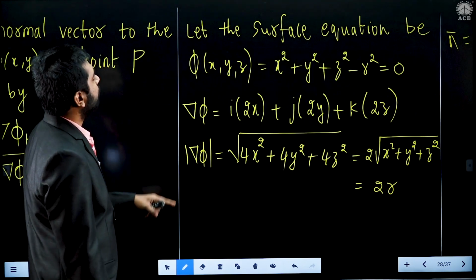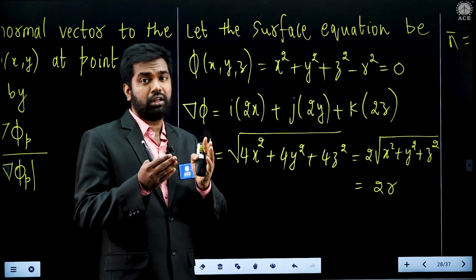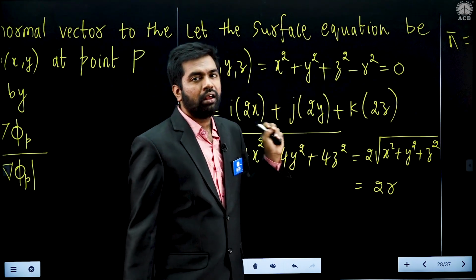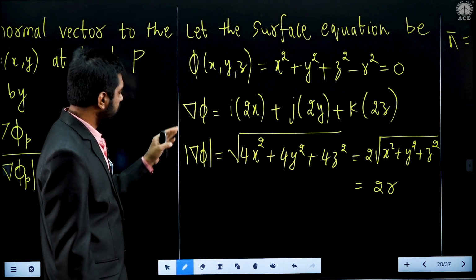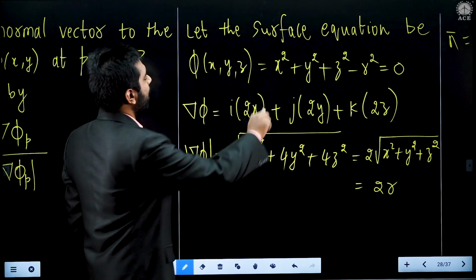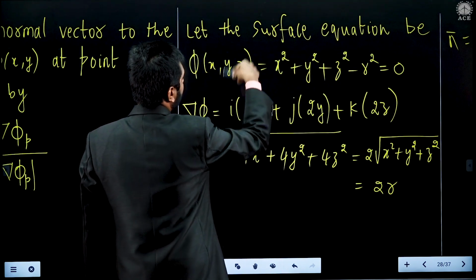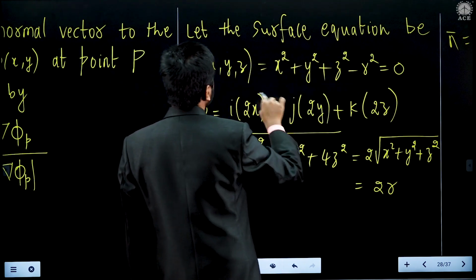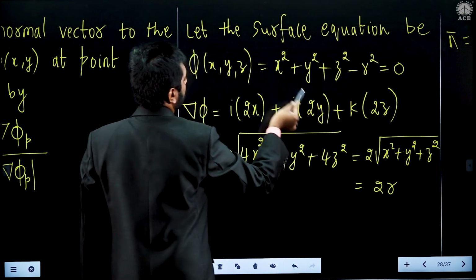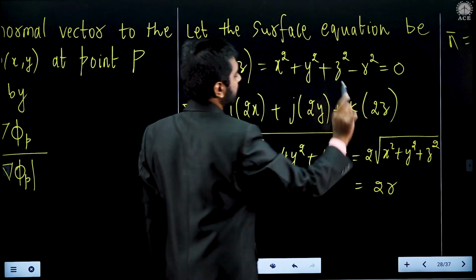Let the surface equation be this. So whichever points are on the sphere are going to satisfy this, right? Now you have got phi, find gradient phi. So the gradient phi is the partial derivative of this with respect to x, so i times the partial derivative with respect to x plus j times the partial derivative with respect to y plus k times the partial derivative with respect to z.